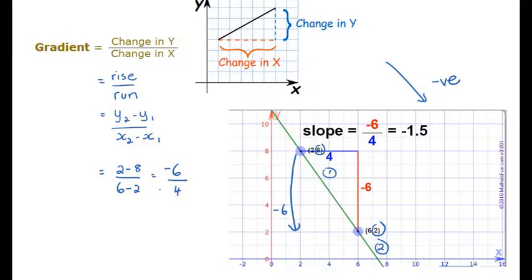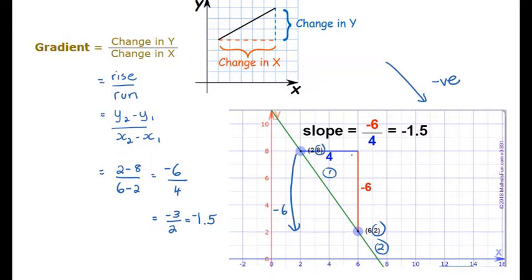So now what I've got is negative 6 divided by 4. I can simplify that, so that becomes negative 3 over 2, or I can also think of that as negative 1.5. All of those are correct. The main thing to remember in this one is that because my slope is going downhill, my gradient needs to be a negative value. And it's still the same process. I'm looking at how far up or down it's gone, my rise or my change in y, divided by how far across it's gone, my change in x.